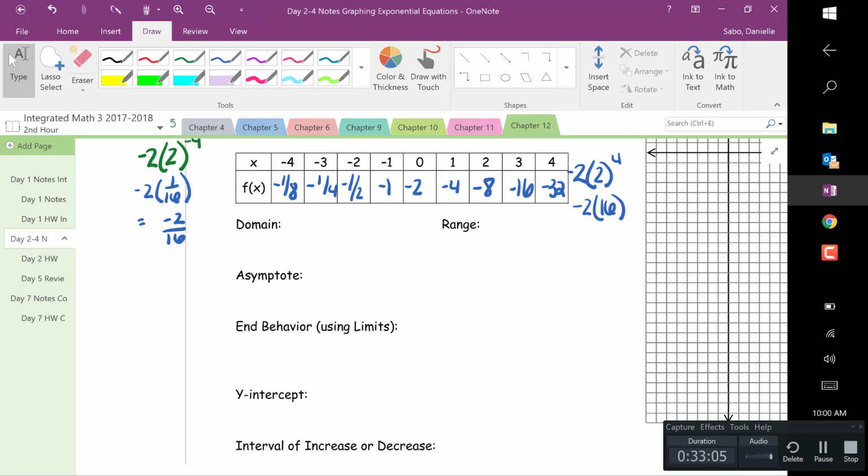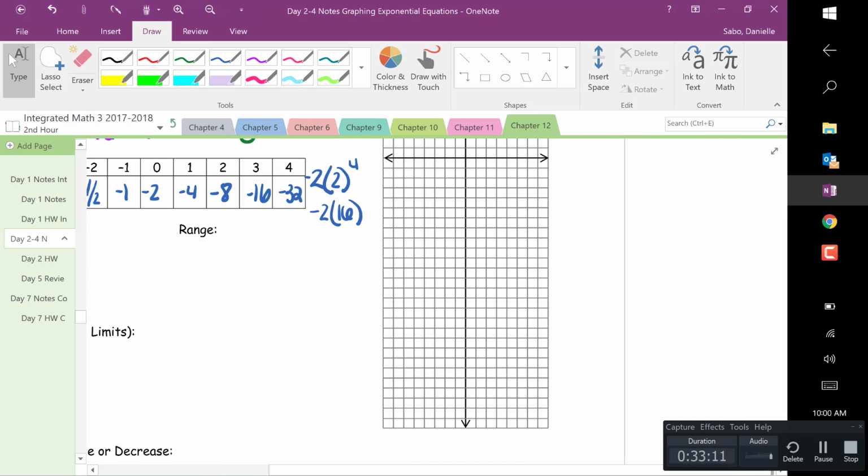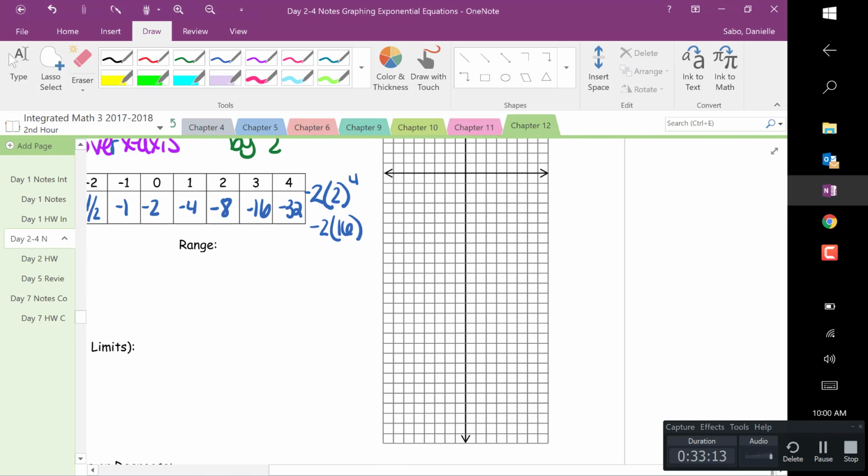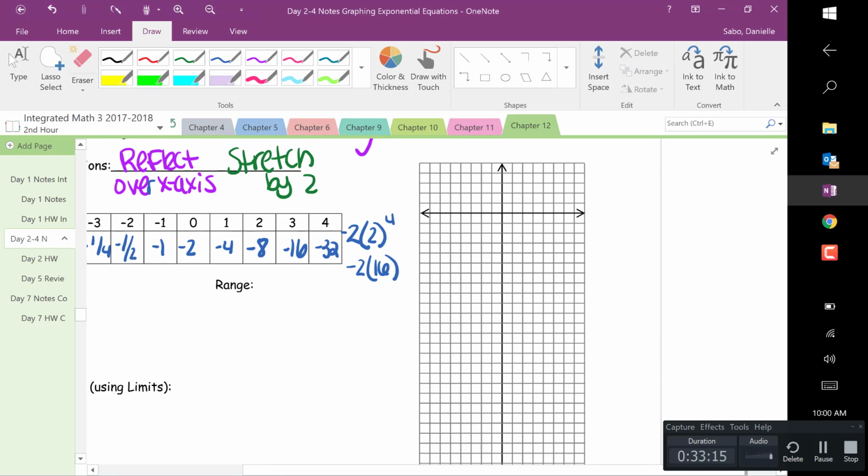Are we starting at 0 going up? Or are we starting here, we're just going up there? Negative makes 0. We're starting way down here. We're going to keep going down, right? So we're actually starting at -2 and then we're just starting at 0.